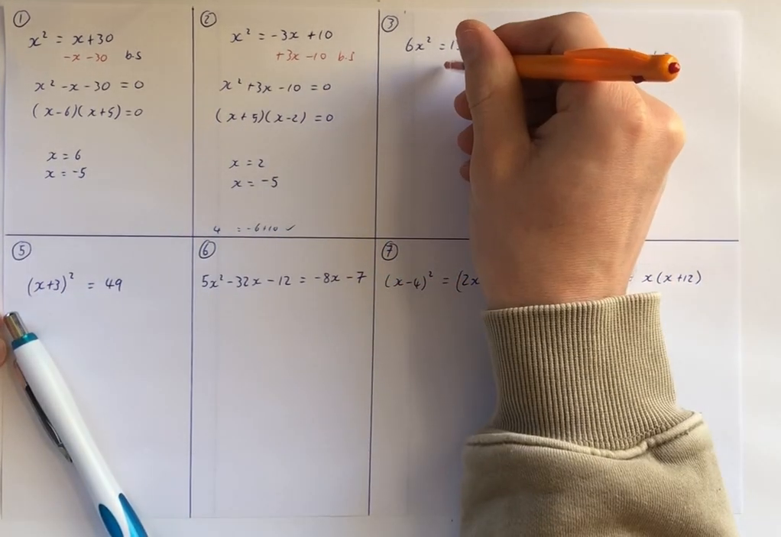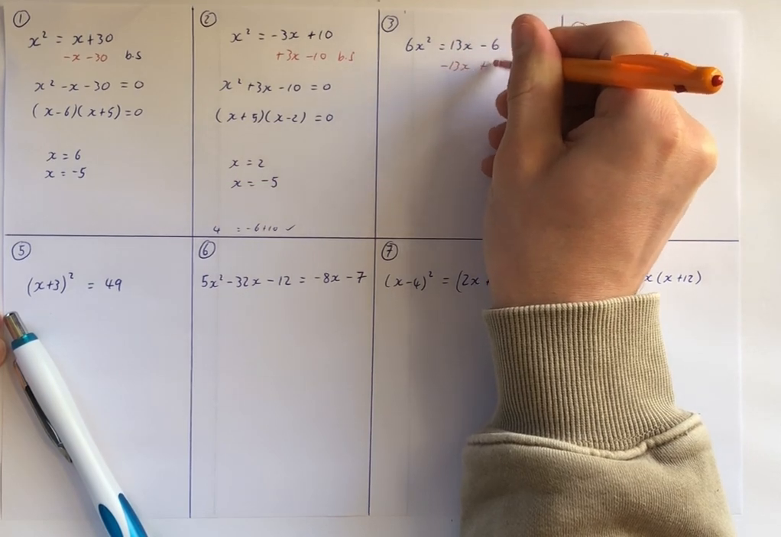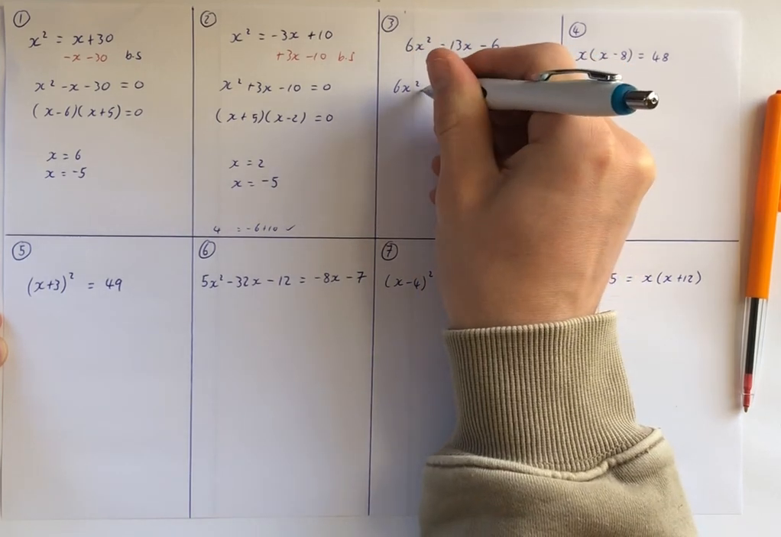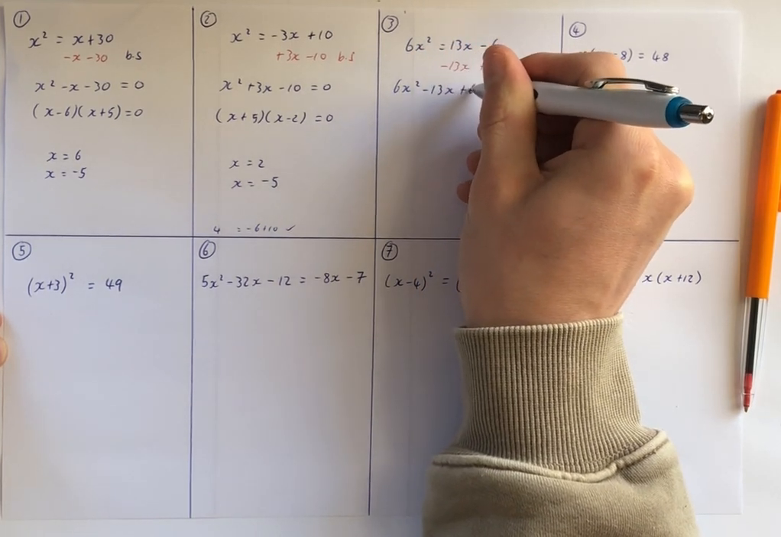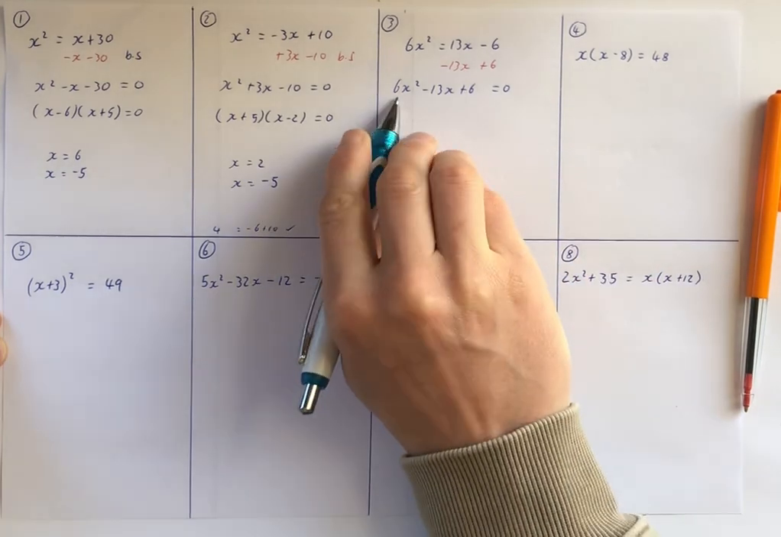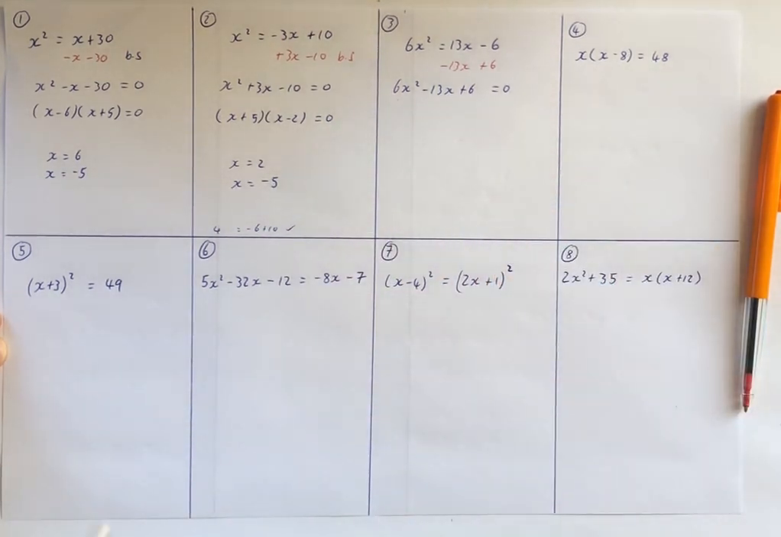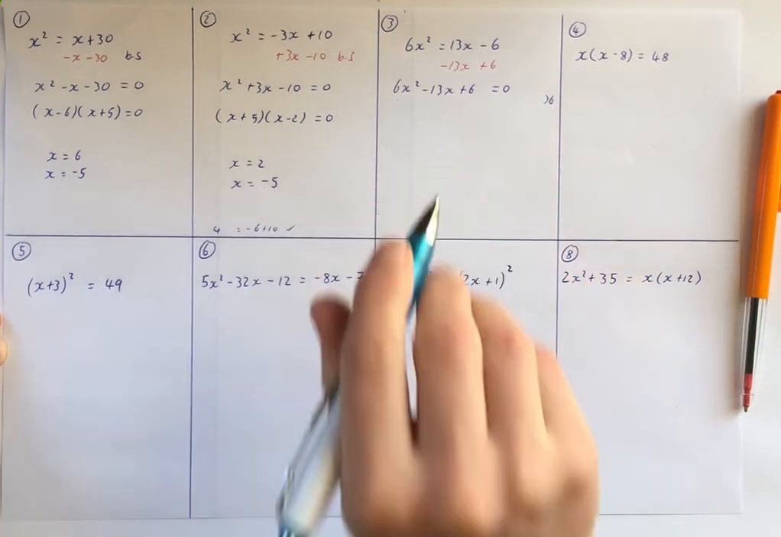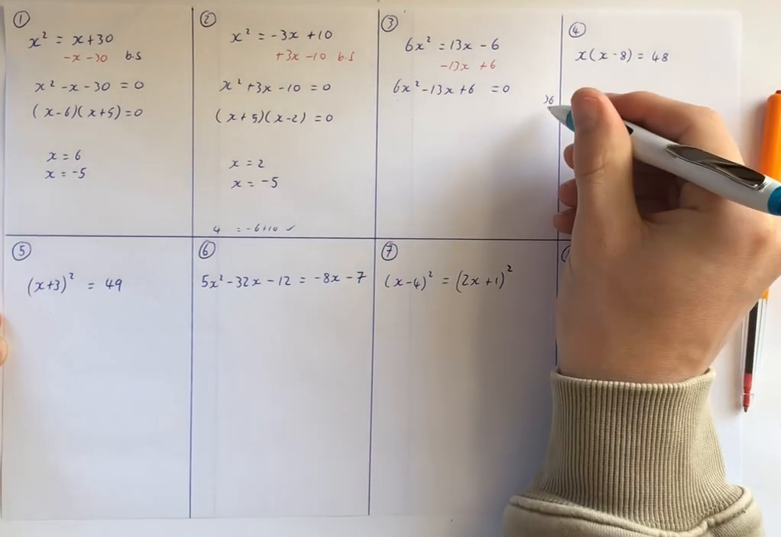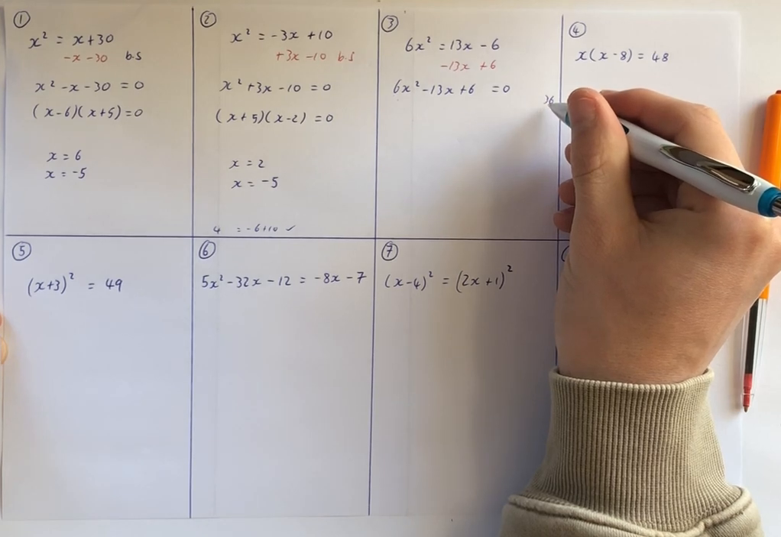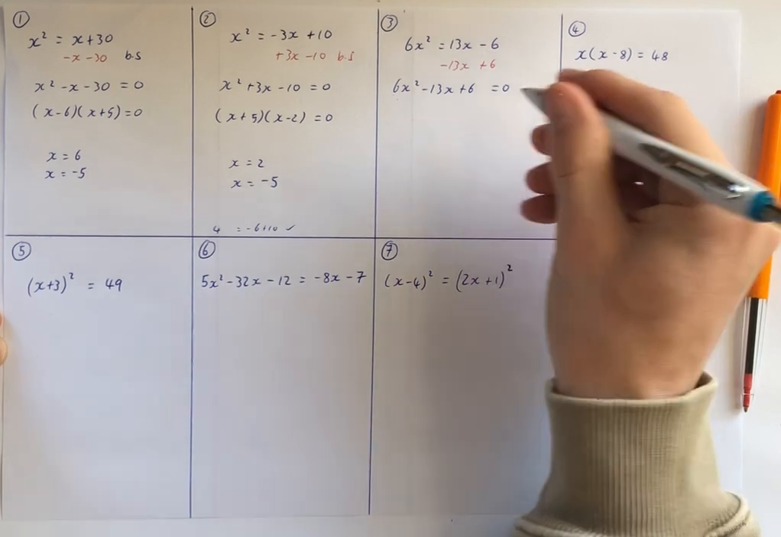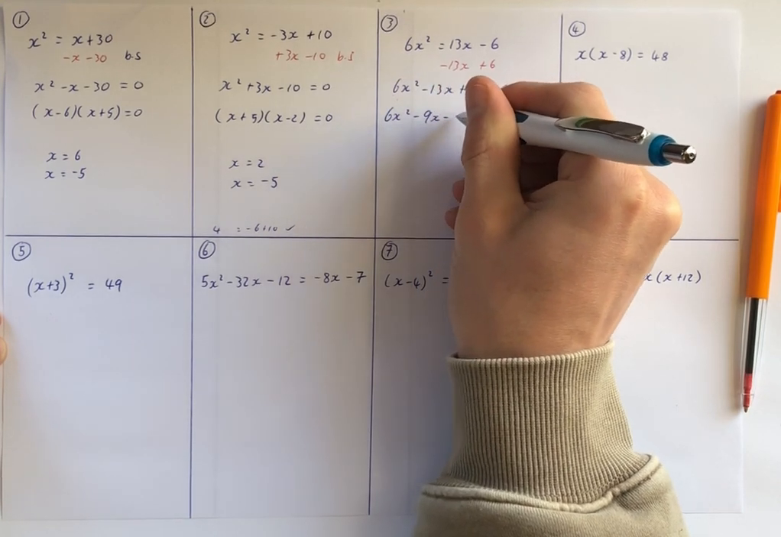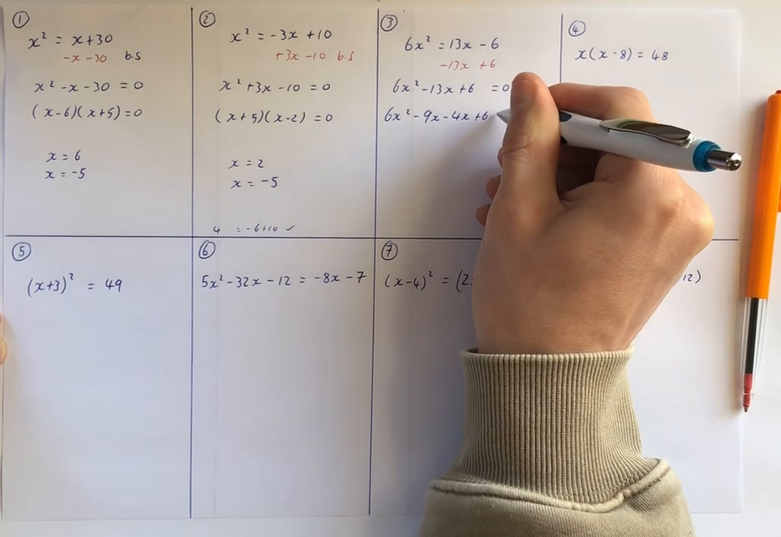All right. Here's an interesting one. I've got to take away 13x and add 6. So I've got 6x squared minus 13x plus 6 equals 0. Common factor? No. So I've got to go first times last. Factors of 36 that give negative 13. I was thinking 12 and 3, but that's not going to work. 9 and 4, and they're both negative. 6x squared minus 9x minus 4x plus 6 equals 0.